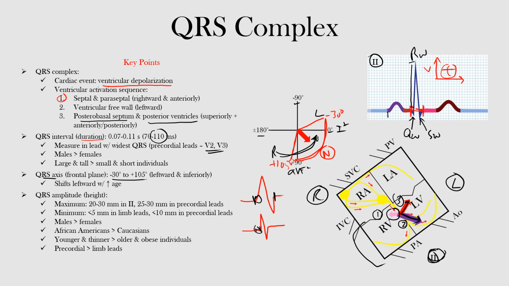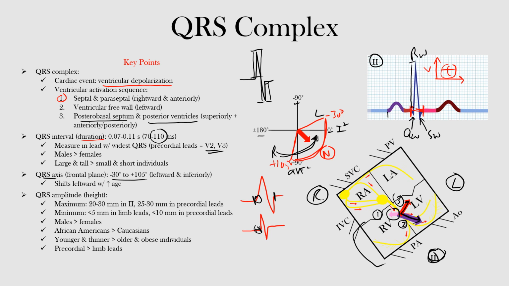Now lastly, just a few words on the QRS amplitude, which is the height of the QRS complex, okay? So when we talk about the amplitude, all right, if you take this complex here, we're looking at the height. This could be the height of the R wave. This would be the height of the S wave, okay? So this is the whole height of the QRS complex. That's what we talk about with this amplitude.